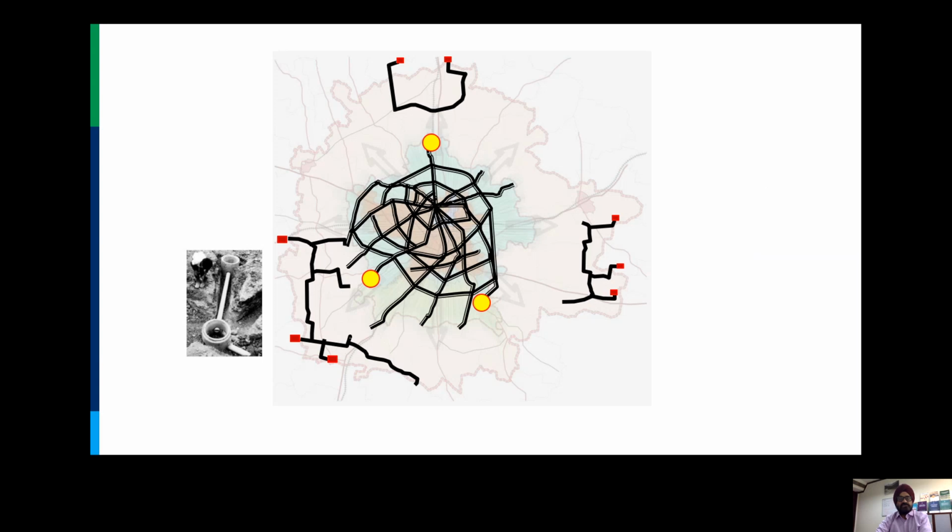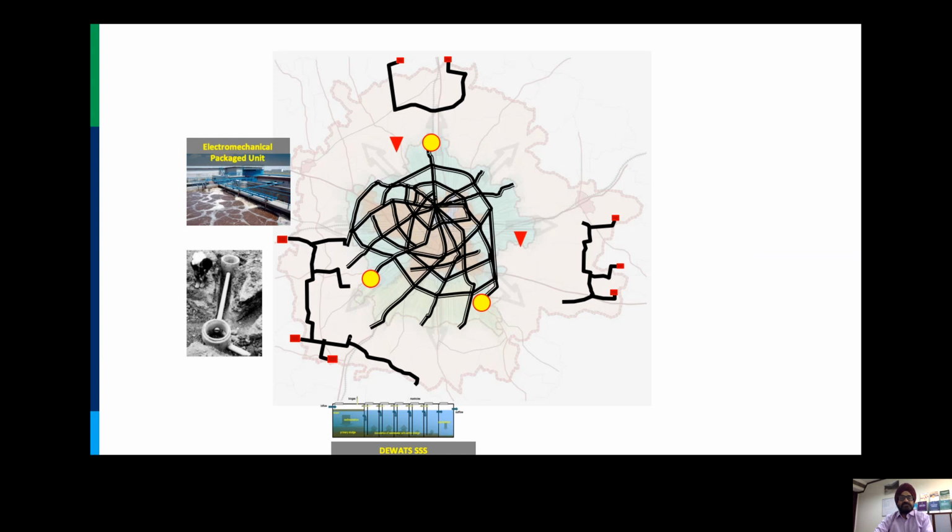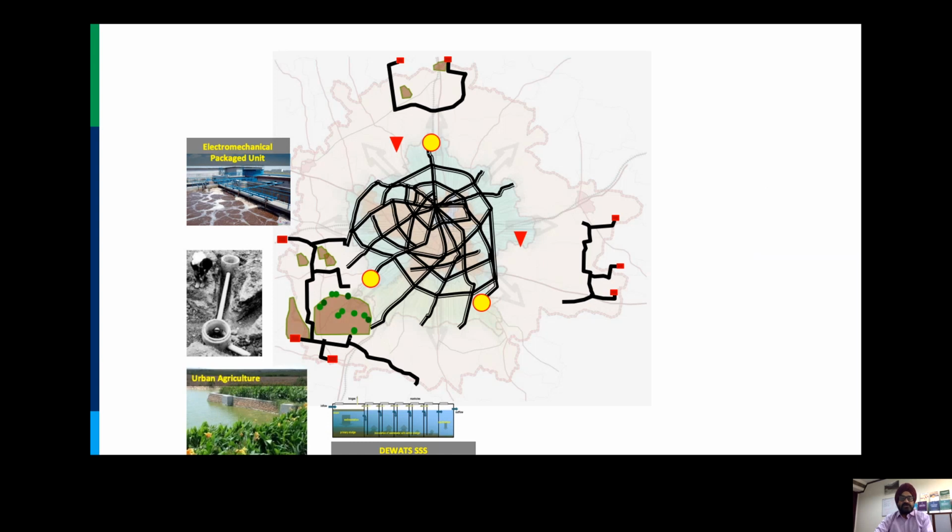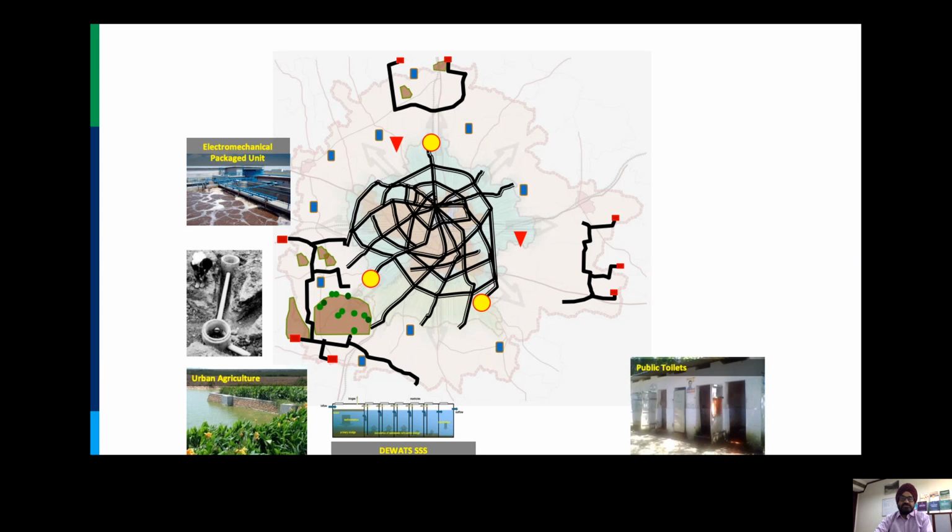So instead of opening it in the open areas, you can have shallow sewers. You can have DEWATS systems also installed for these peri-urban areas. You can have electromechanical package treatment systems if DEWATS is not feasible. In the peri-urban areas where agriculture is still there, you can have agriculture systems.